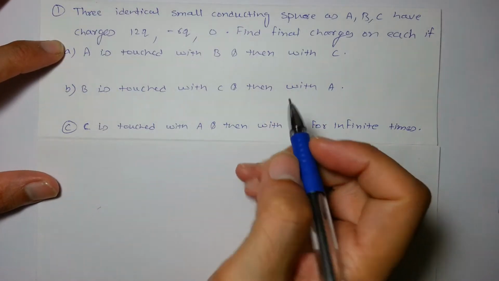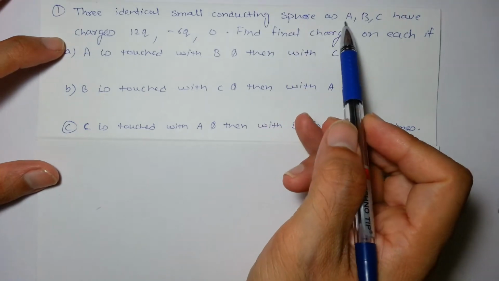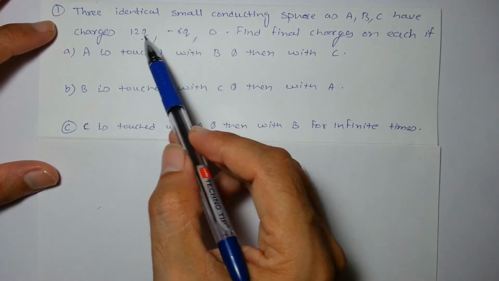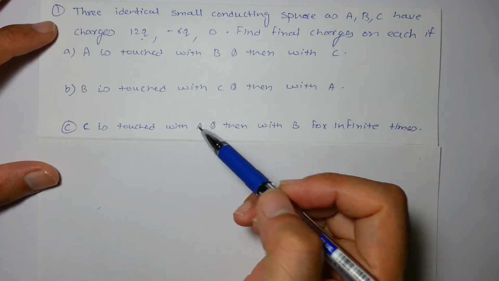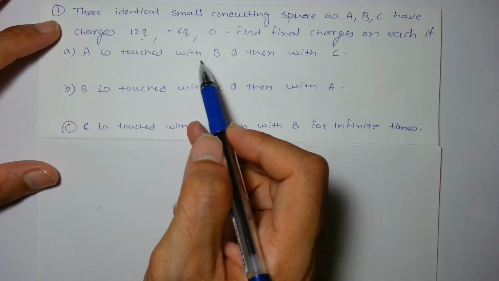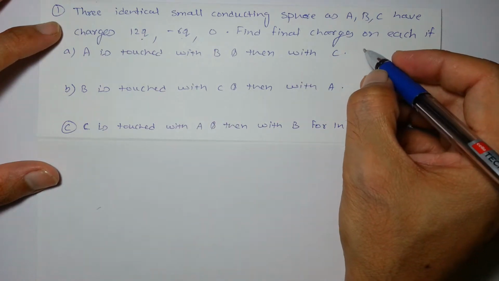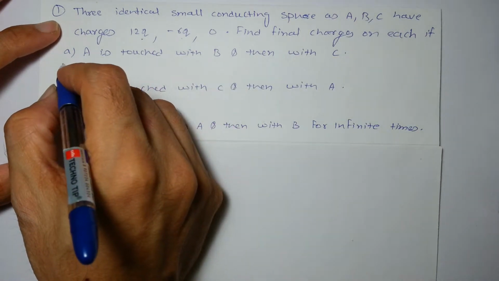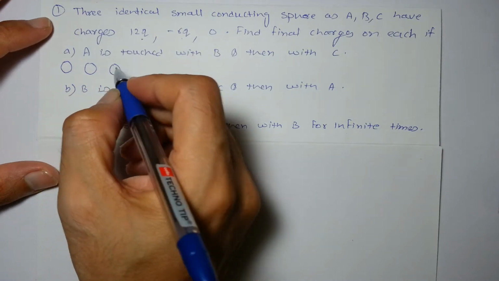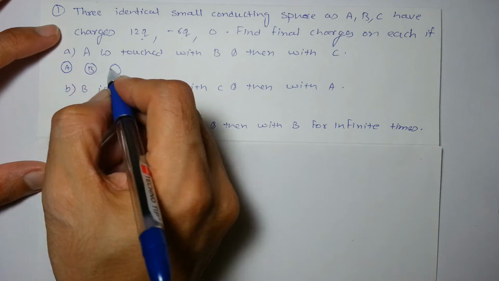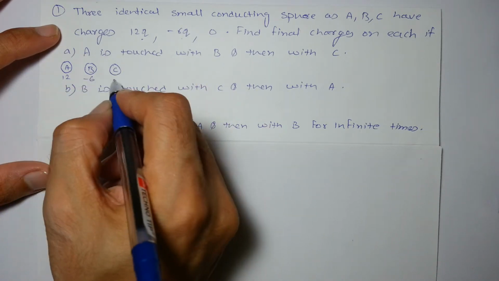Let us solve a simple question. Three identical small conducting spheres A, B, C have charges 12, -6, 0. Find the final charges on each after the following steps. A is touched with B and then with C. So I'll just draw the initial state A, B, C. This is 12, -6, 0.